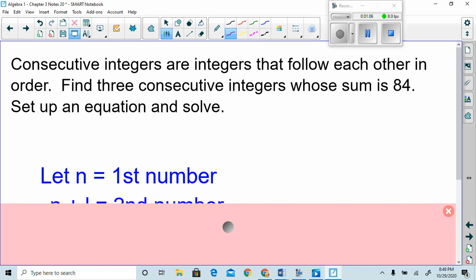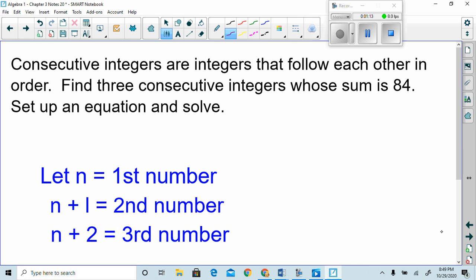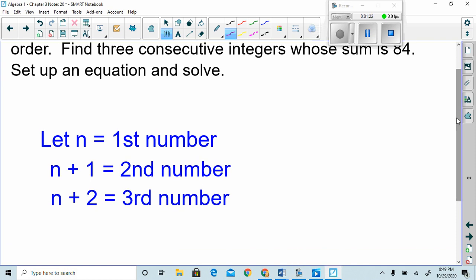We're going to let n equal our first number, n plus 1 equal our second number, and n plus 2 equal our third number. Now that we have identified our variables, we'll set up an equation. It will look something like this. n, that's our first number, plus n plus 1, our second number, plus n plus 2, our third number, equals 84.